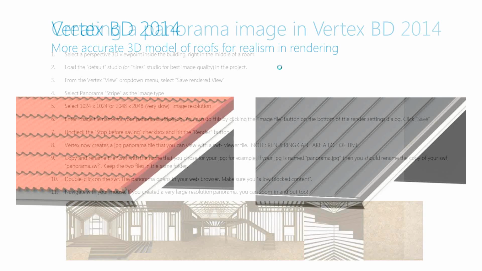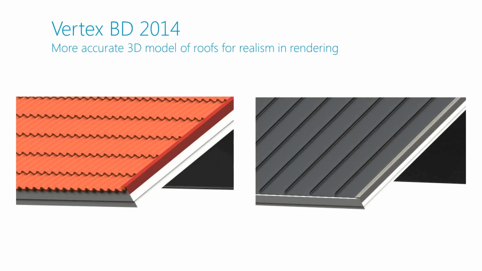And the last thing, in Vertex PD 2014, we have a more accurate 3D model of some of the roofs to appear more realistic in renderings. So the actual 3D model has been made more accurate. For example, these roof tiles and machined seamed steel roofs.